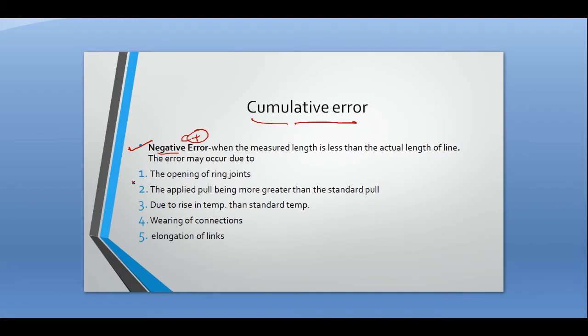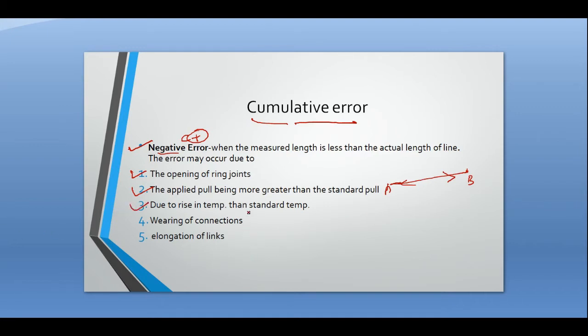Suppose the opening of the ring joint. What happens is that in this case, if rings are not present there and it is opened, the error will be negative here and correction will be positive here. The next one is the applied pull being greater than the standard pull. While we are holding the chain, a standard pull is mentioned there, from point A to point B. If it is extra stretched, again it can have an error, that is a negative error, and obviously its correction will be positive.